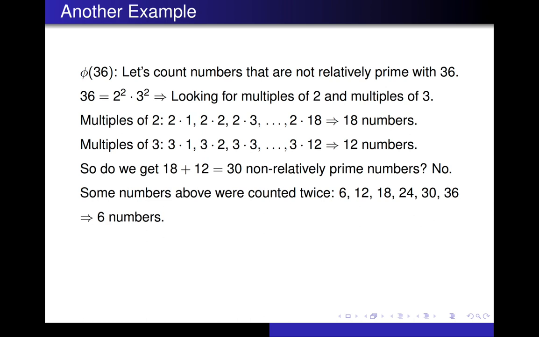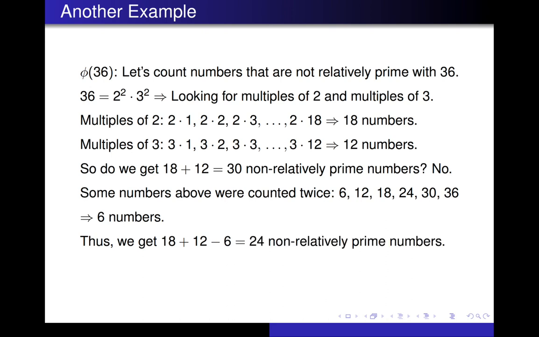So there are actually 6 numbers that got counted twice. So what do we do? Well, we could say, this is all messed up and we could just give up. Or we could say, look, those 6 numbers were counted twice, which means our total 18 plus 12 was just six numbers too high. So we can take that 18 plus 12, subtract out that 6 to rectify the count, and then we end up with 24 non-relatively prime numbers with 36. And then if we want to figure out the ones that are relatively prime, we take those 24 numbers and subtract them from 36, and we end up with 12.